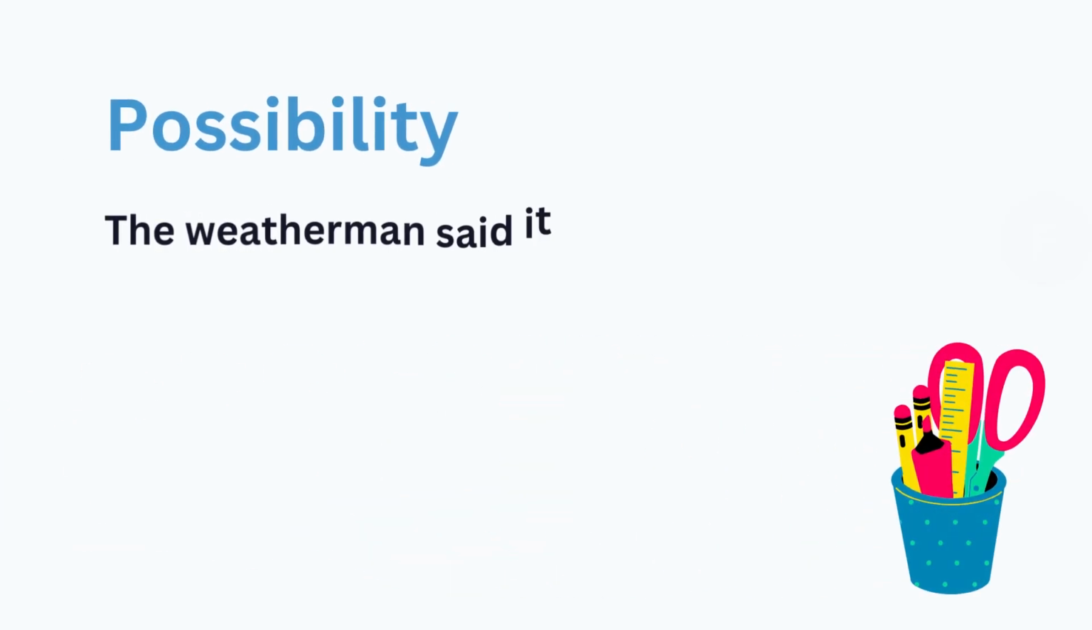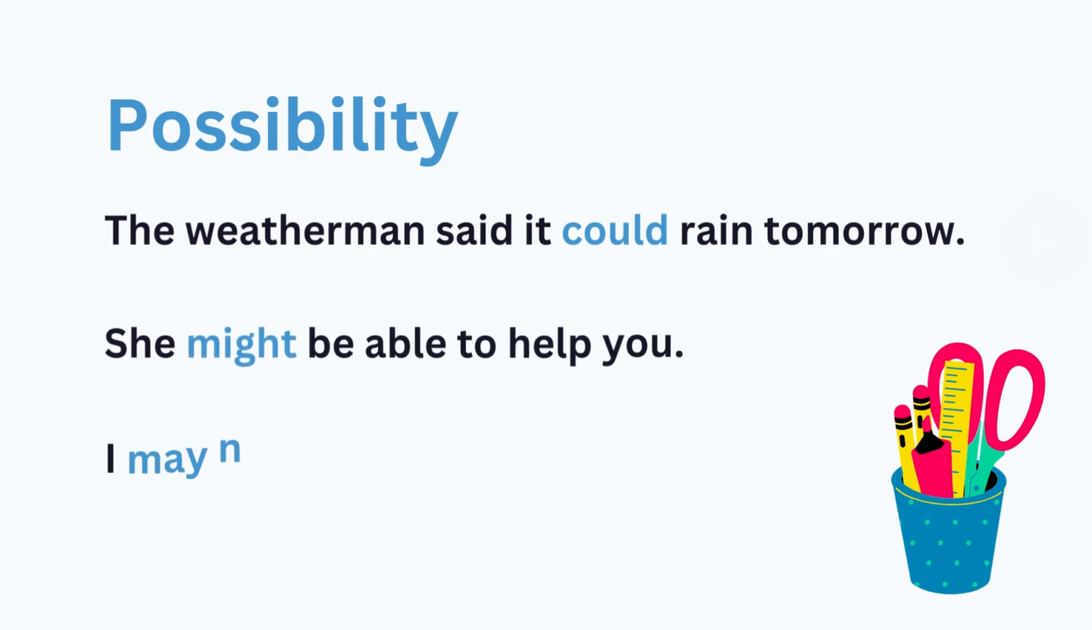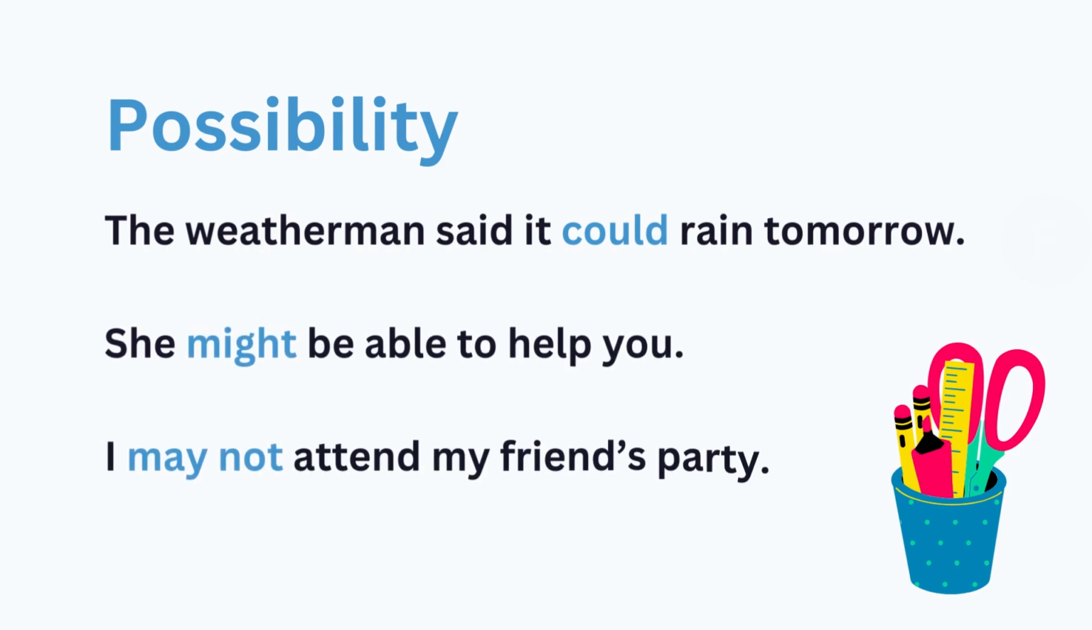If we want to talk about a possibility, we use the modals could, might, or may. For example, the weatherman said it could rain tomorrow. This doesn't mean it's going to rain tomorrow, but it's possible. She might be able to help you. I don't know for certain she can, but it's possible she can help. I may not attend my friend's party. I'm not sure yet for certain. I may not, or I may.